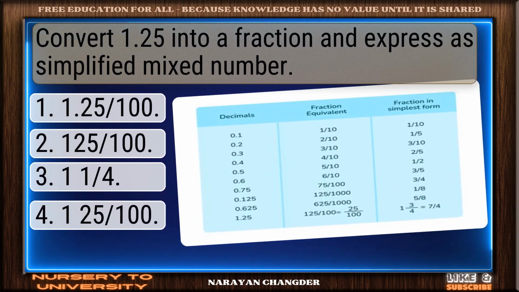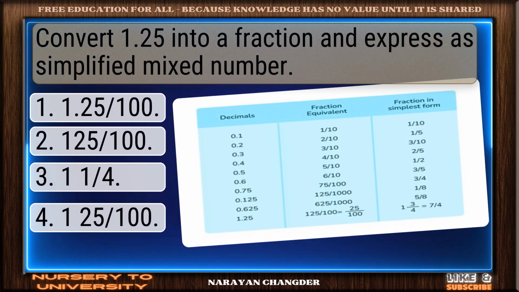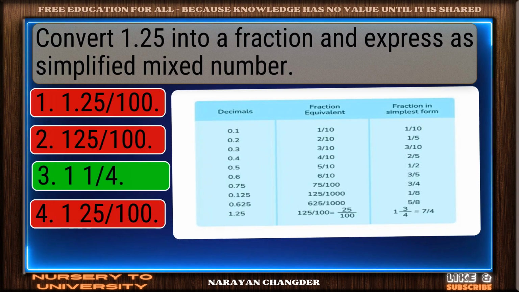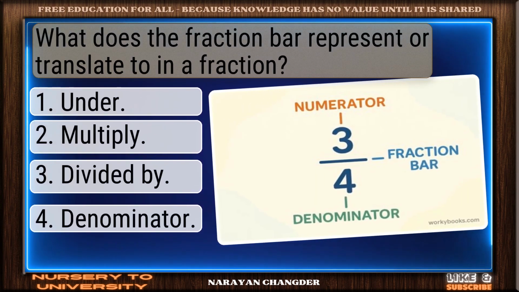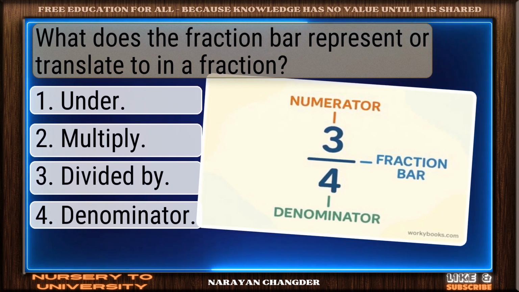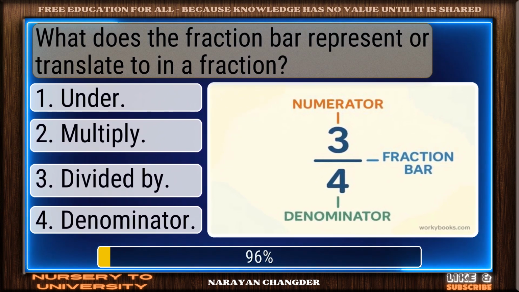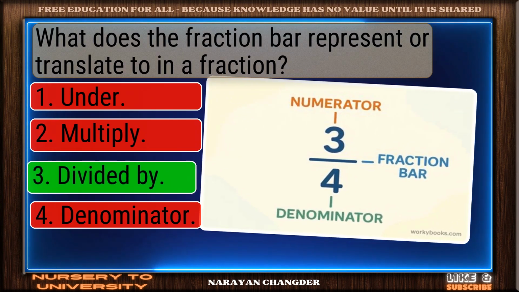Question number 31. Convert 1.25 into a fraction and express it as a simplified mixed number. Correct. 1 1/4 is the right answer. Question number 32. What does the fraction bar represent or translate to in a fraction? Right choice. Divided by is the best answer.